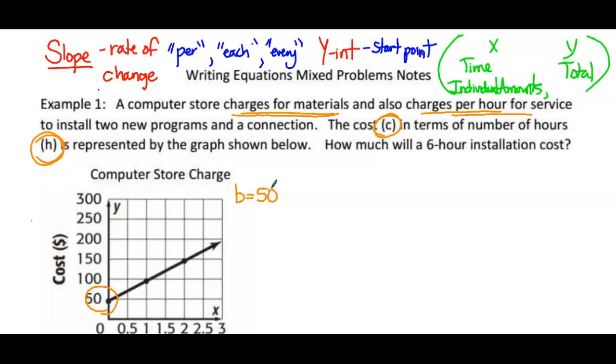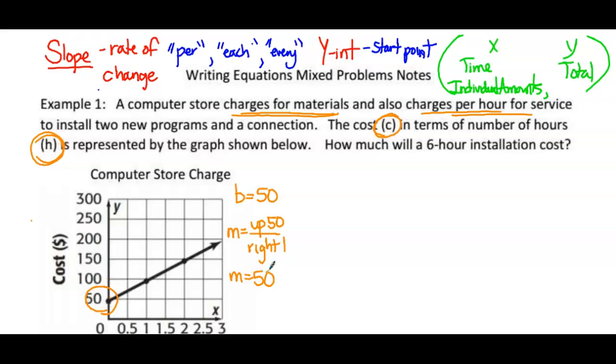You now have 2 choices to find slope. We learned how to find slope by using the counting method. If you want to do the counting method, you would count 50 to 100 is up 50. Then I go right 1, which is 50 over 1, which is 50.